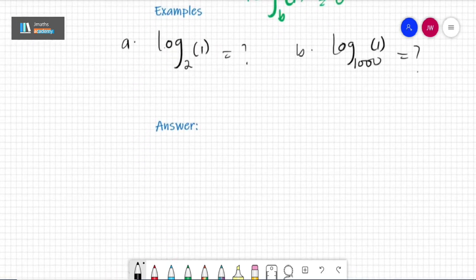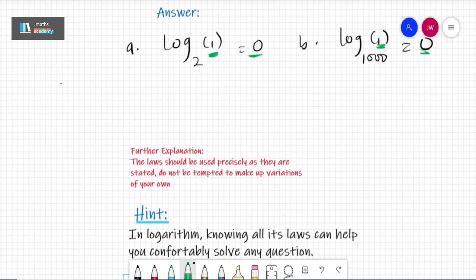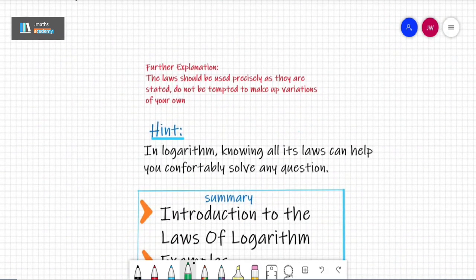Okay, so I write my result here, and the logarithm of 1 to base 2 is going to give us 0 according to our zero law, and b, the logarithm of 1 to base 1000 is also going to give us 0. So as long as your number is 1, your final answer is always going to give you 0. Okay, so that's all for the first 4 laws. In the next video, I'll be stating the next 3 laws to make it 7 laws of logarithm.